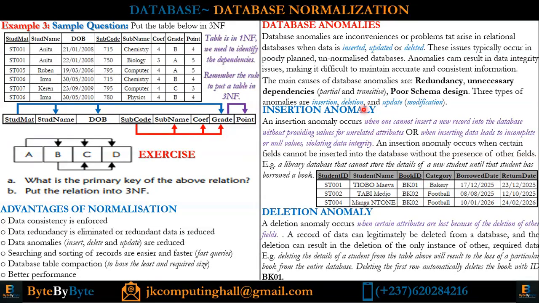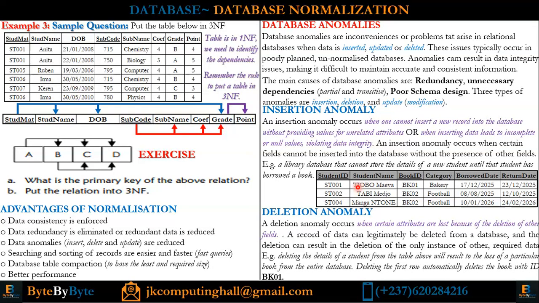And that is why we said here, like in insertion anomaly, when we are trying to insert a new record into the database without providing values for unrelated attributes, it's the same thing here. You see that I am deleting information about attributes which are not actually related to the actual data I want to delete, because book ID and category are not directly related to the student ID.